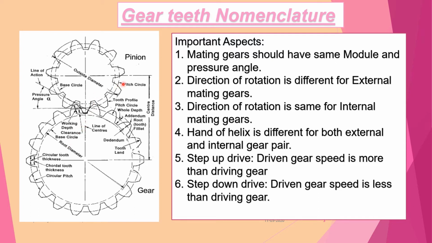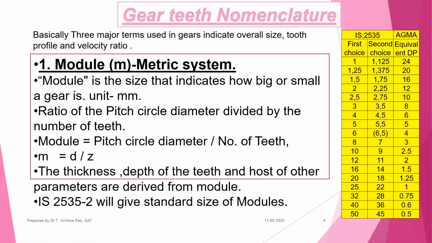If you see the outside to outside full circle, the outside circle here, that is called the addendum circle. The inside one, inside to inside, is called the root circle. Then there is one more circle on which the involute profile is generated, called the base circle.